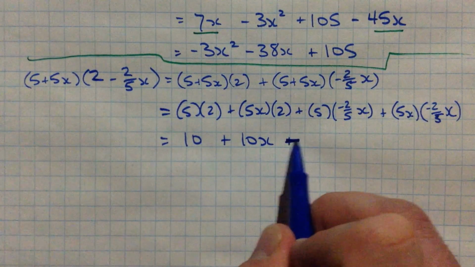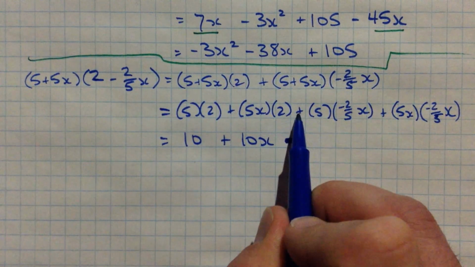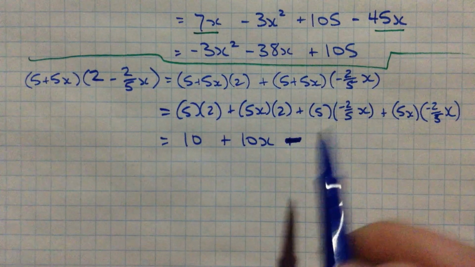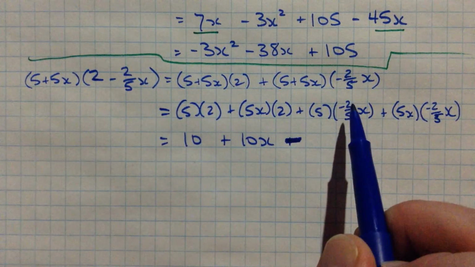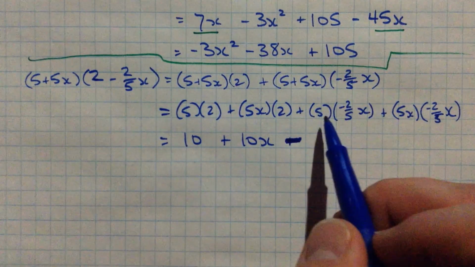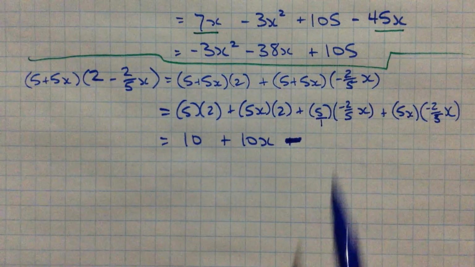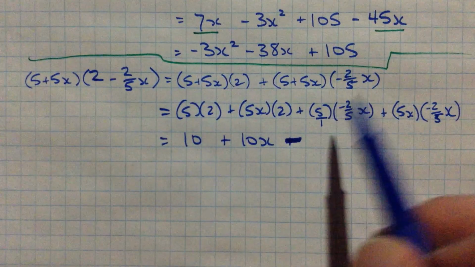I'm going to actually make that whole thing negative because I can see I've got a plus and a minus. That's going to be the negative out there. So I've dealt with that. Now let's see, 5 times 2/5. This is like 5 over 1. 5 divided by 1. That's another way to write this.